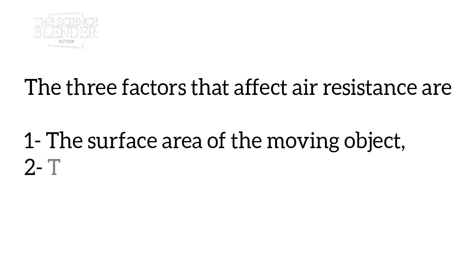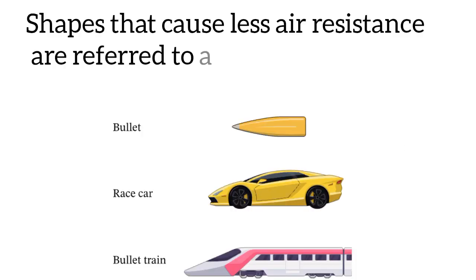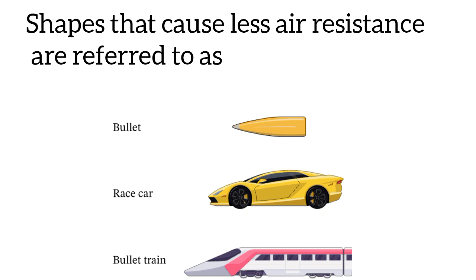Here are a few factors that affect the air resistance. They are surface area, shape of the moving object, and speed of the moving object. Shapes that cause less air resistance are called streamlined shapes. Here are some streamlined shapes, as you can see on the screen.